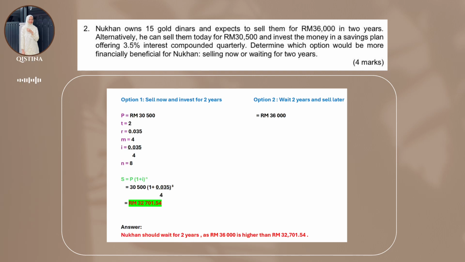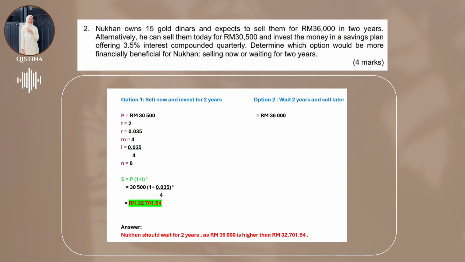I will continue question 2 part A. Option 1, sell now and invest for 2 years. For this option, I take the principal of 30,500 ringgit with an interest rate of 3.5% compounded 4 times a year, and the time is 2 years. The 2 years means there will be 8 compounded periods. I use the compound interest formula S equals P times open bracket 1 plus I close bracket power N. After substituting the values, the investment grows to 32,701 ringgit and 54 cents after 2 years.